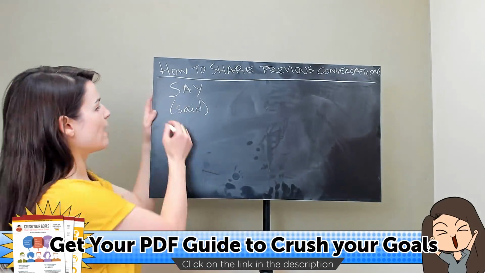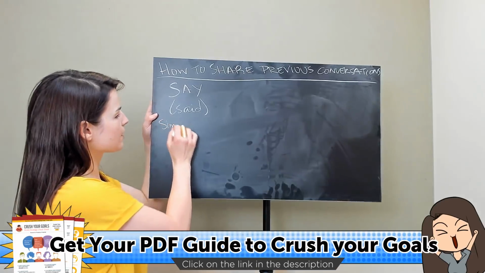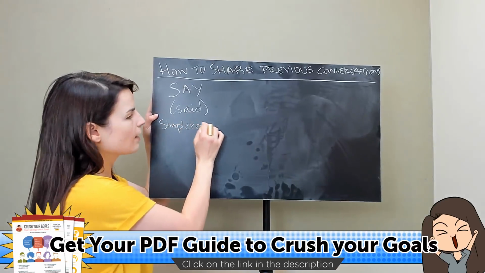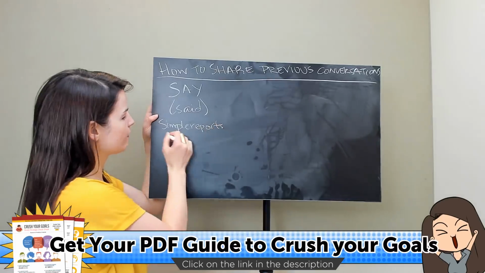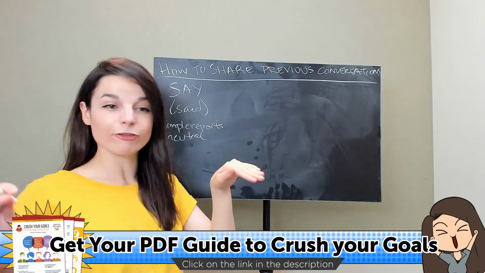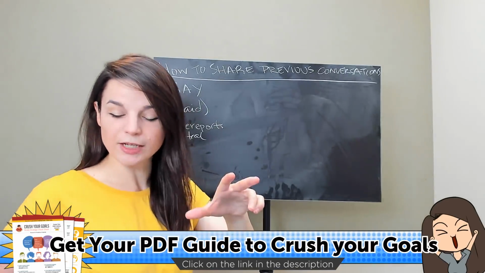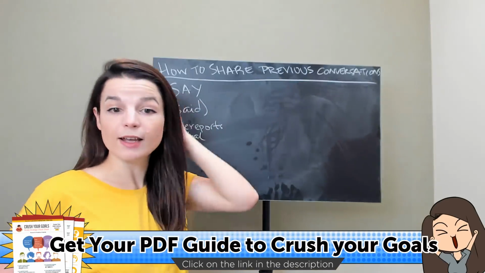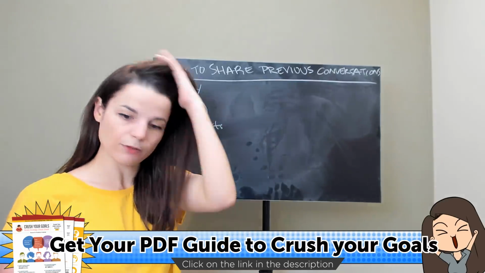So we use say for simple reports. So there's not really a special feeling there. It's quite neutral. It's kind of flat. You're just reporting information only. That's it. So say, that's the first key verb I want to review.